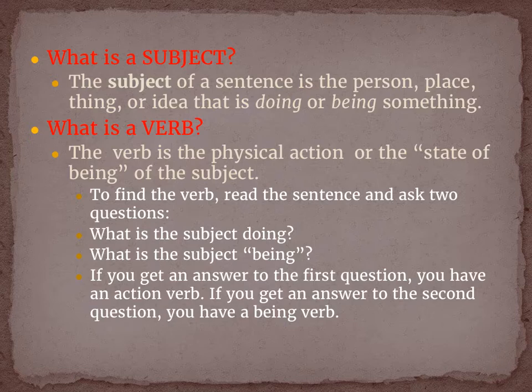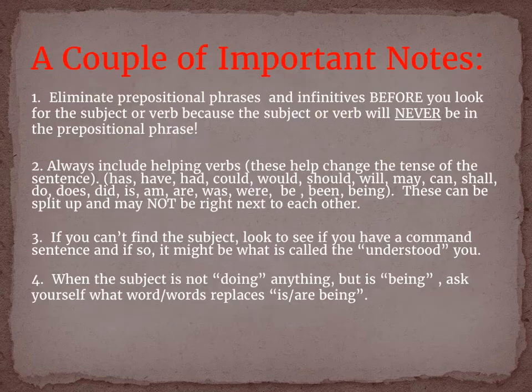What is a verb? The verb is the physical action or the state of being of the subject. So to find the verb, read the sentence and ask two questions. Either what is the subject doing or what is the subject being. If you get an answer to the first question, you have what's called an action verb. If you get an answer to the second question, you have what's called a being verb.